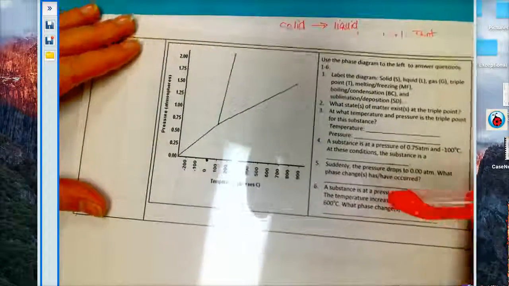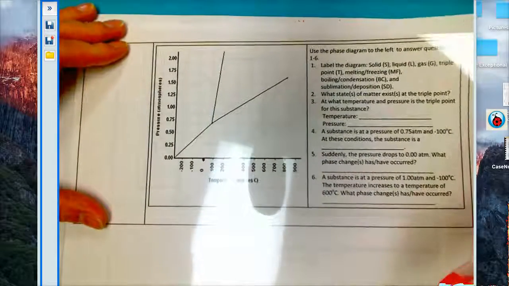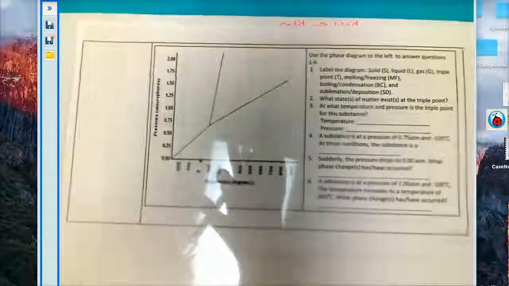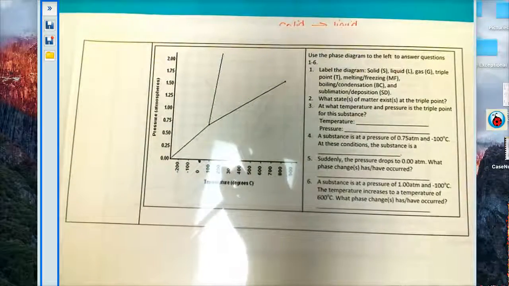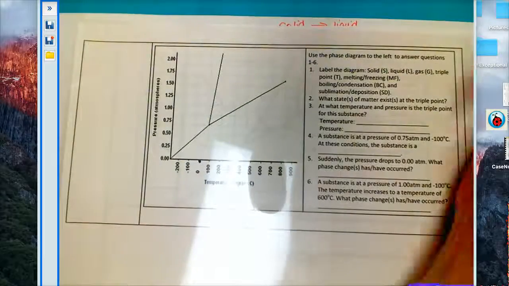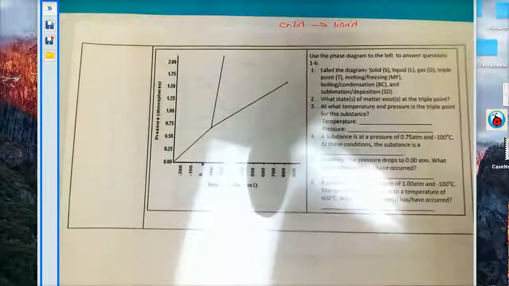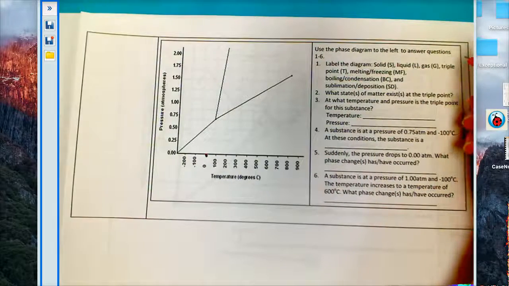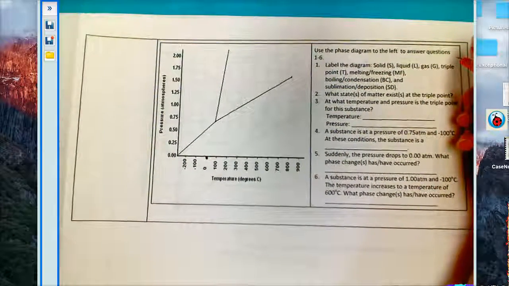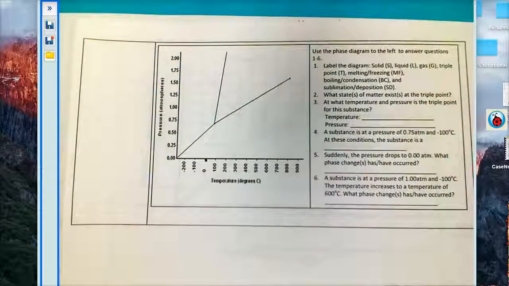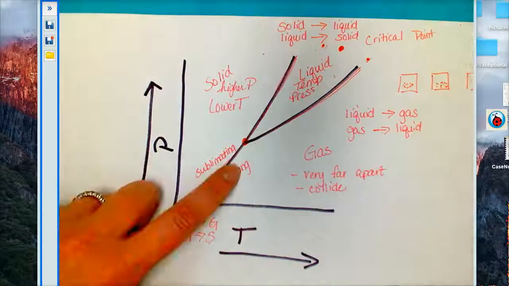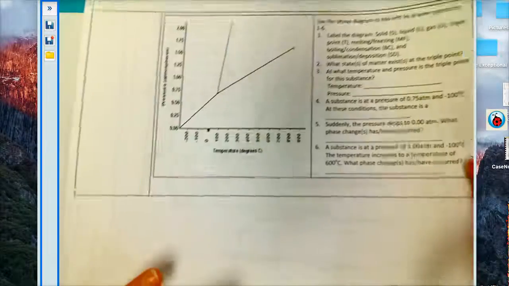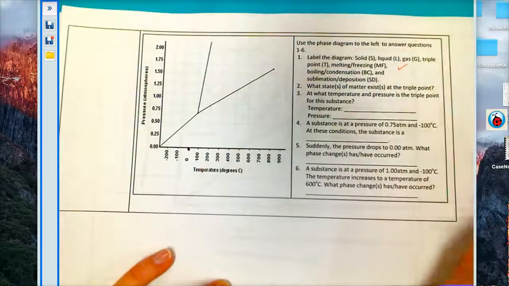So if you're looking at these, you have exactly the same thing that you had just a moment ago. Let's see, I have a little glare there. So when you're looking at these questions and trying to answer them, the first thing says to label the diagram: solid, liquid, and gas, triple point, melting point, freezing point, boiling and condensation, and sublimation and deposition. Now, I would be willing to bet that having just drawn that on here, we can figure out exactly what that is. So those things, I'm going to let you use the other graph for.